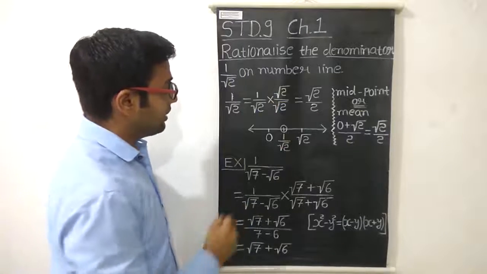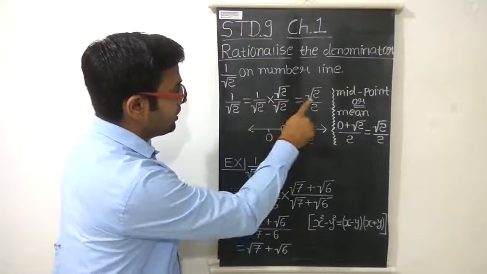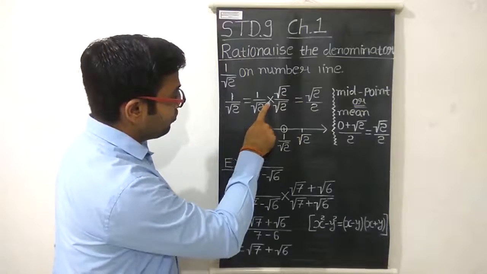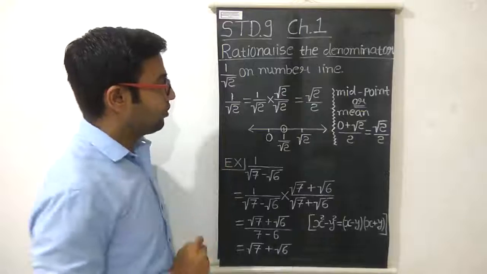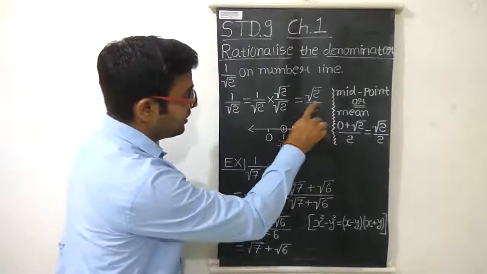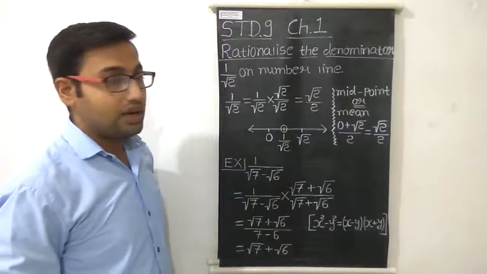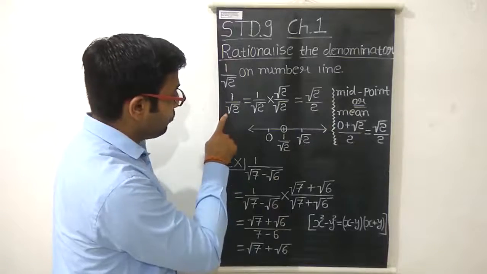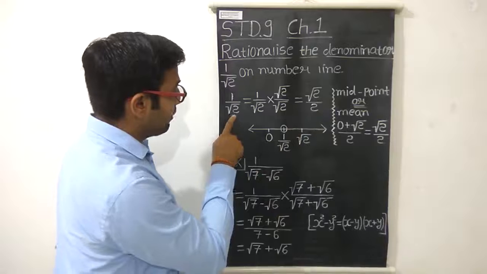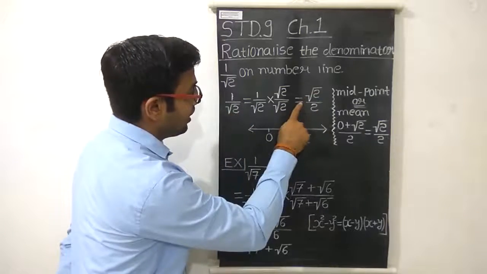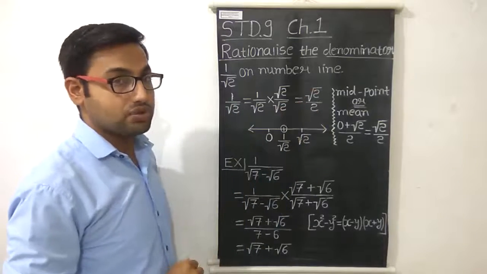Now the result we get here is root 2 into 1 is root 2, and under root 2 multiplied by under root 2 is the square of root 2, and we will get the result 2, right? So this 1 upon root 2 and under root 2 by 2 both have equal values.